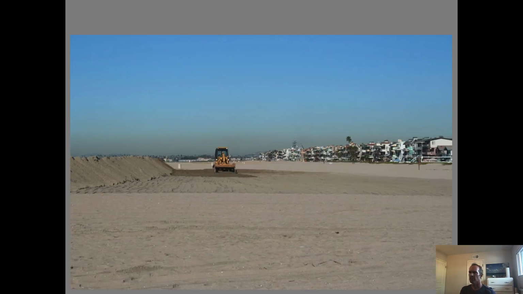So here's an example from Surfside, kind of the north end of Sunset Beach in the Huntington area, where this tractor is moving sand and trying to create a barrier to prevent that coastal erosion from happening.